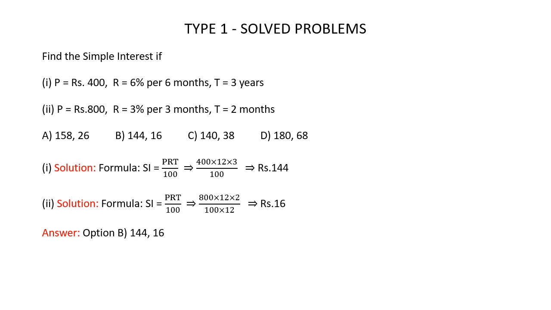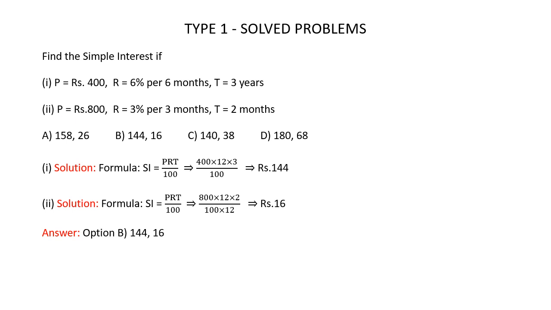Now we know that the formula to find simple interest is SI is equal to PRT divided by 100. Now substituting the given values in the formula here, we have 400 multiplied by 12 multiplied by 3 divided by 100. On solving this, we get the simple interest as rupees 144.